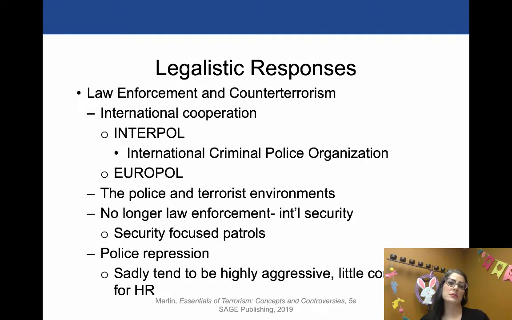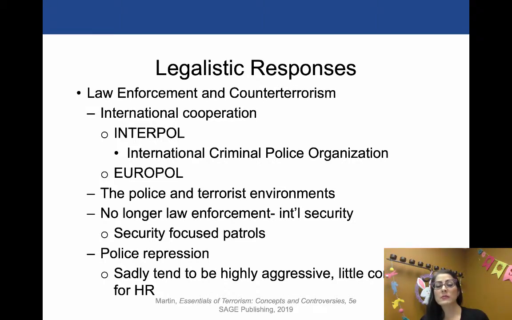So legalistic options, law enforcement and counterterrorism. You have international cooperation as an example. Interpol is probably the most famous example. That's the International Criminal Police Organization. They aren't really an arresting group. What they are is more of an international cooperation. They gather intelligence and work together internationally. And then there's the European Union equivalent, which is Europol.